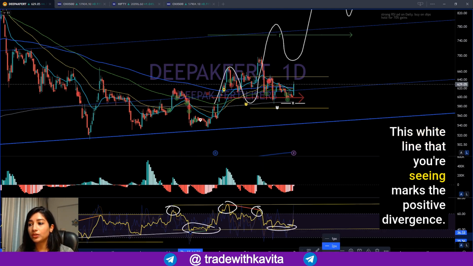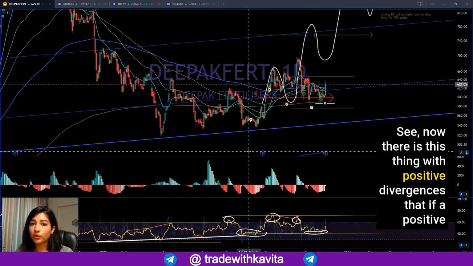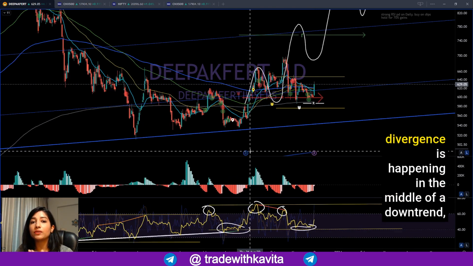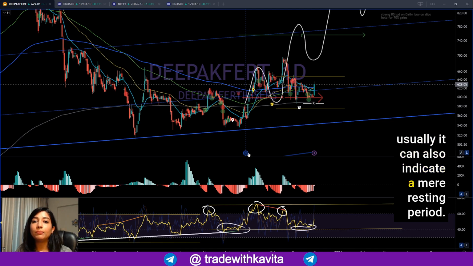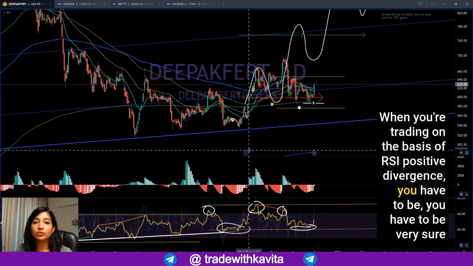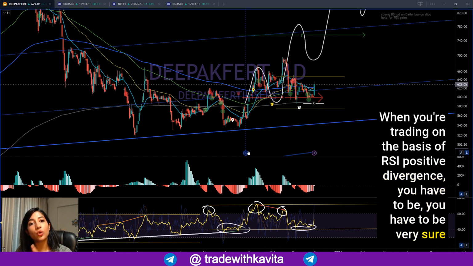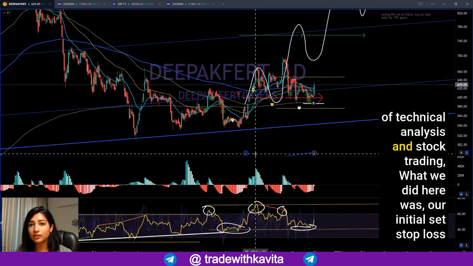This white line that you're seeing marks the positive divergence. See, now there is this thing with positive divergences that if a positive divergence is happening in the middle of a downtrend, usually it can also indicate a mere resting period. When you're trading on the basis of RSI positive divergence, you have to be very sure that you use a stop loss, because it's not foolproof like any other observation in the world of technical analysis and stock trading.